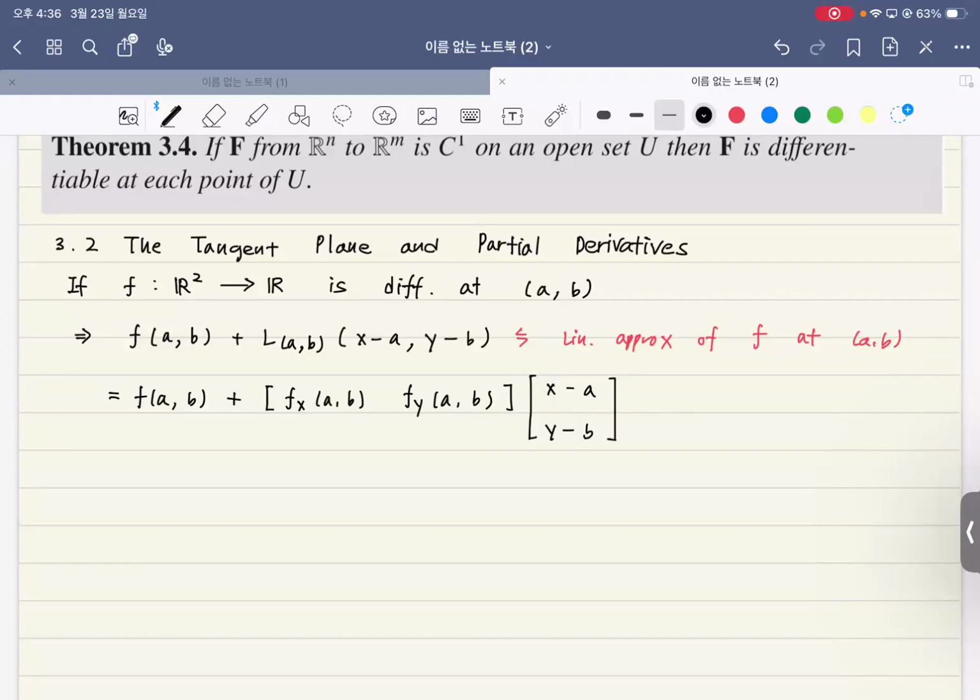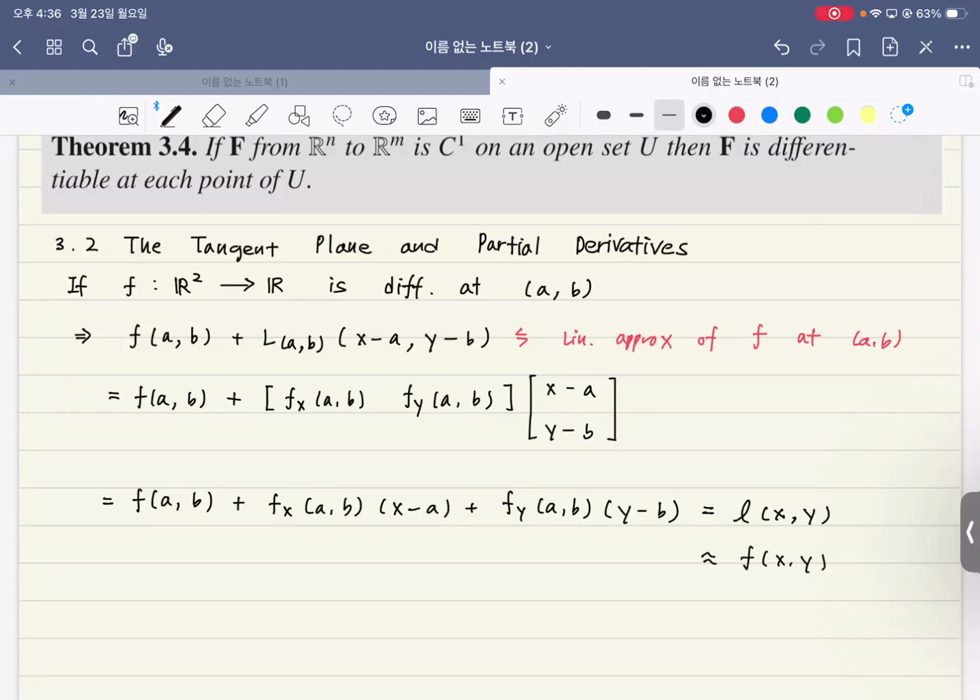So it is fx(a, b) times (x minus a) plus fy(a, b) times (y minus b). Since this is a linear approximation, I'm going to call this L of (x, y). And this approximates f(x, y), right? Yes, this is the linear approximation.